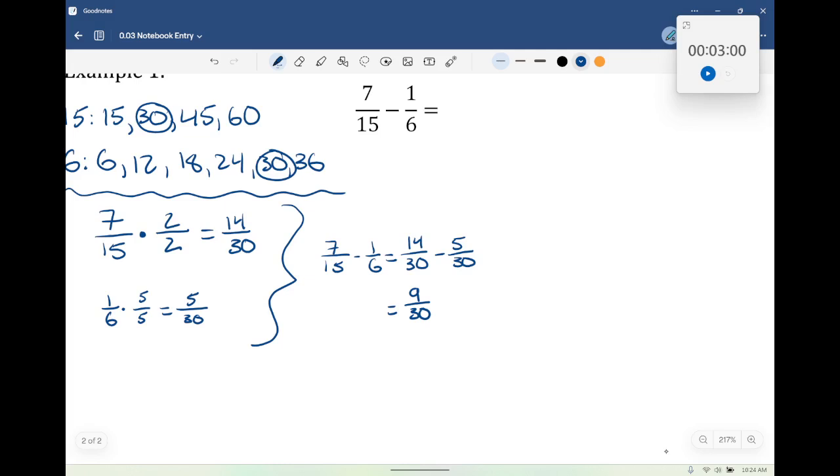I'm seeing some head shake. I think that's a good thing. And so if I shouldn't leave this as 9 over 30, the follow-up question is, what should it change to?